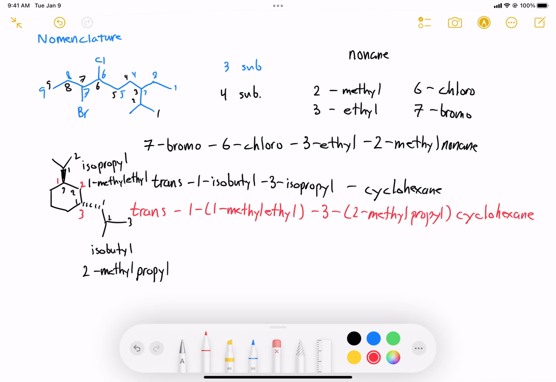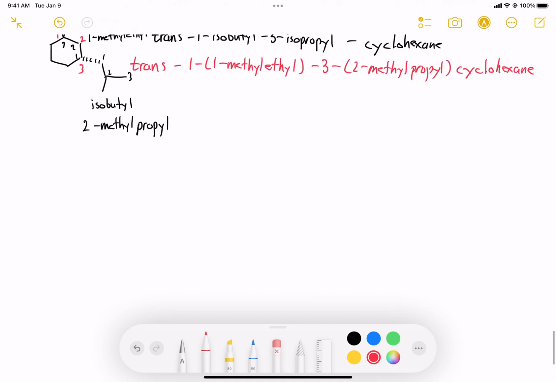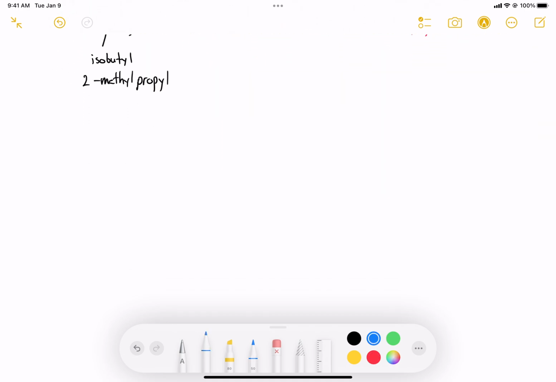No matter what, just be consistent in how you're going to name it, and then you'll be good. Okay. So to wrap up nomenclature, let's do an example where we draw a compound. Let's draw the following: 1 chloro, 2 methyl, 5 dash 1 methyl propyl decane.